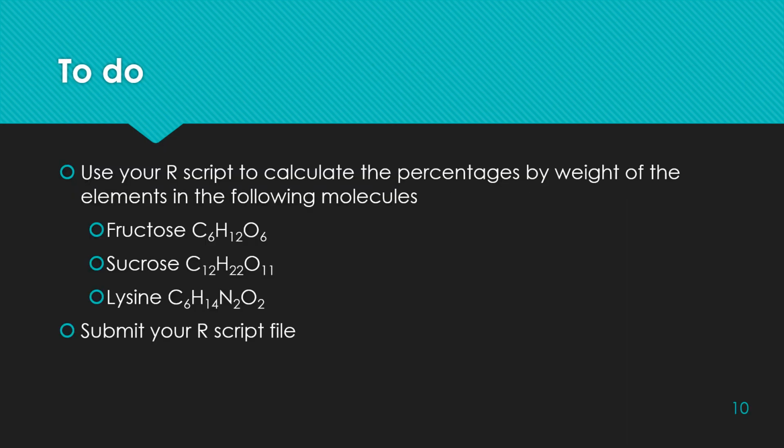So when learning to program in R, it's important to practice, to make mistakes, to debug and find those mistakes. And so let's do an example of this little program involving vectors. Take my program that figures out the percentages by weight of caffeine, and I want you to do it for fructose, then sucrose, then lysine, and submit your R script.